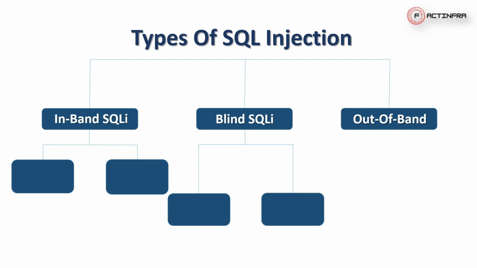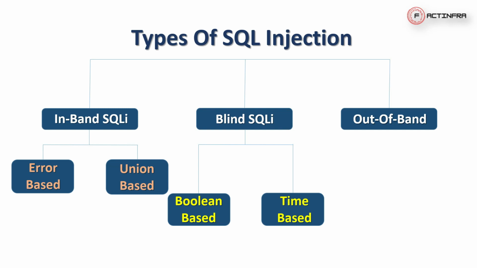In-band SQL injection and blind SQL injection are also further divided into two types each. In-band SQL injection can be error based and union based. Blind SQL injection can be boolean based and time based. We will see each and every part, how it works, and every type of SQL injection. So let's begin with that.